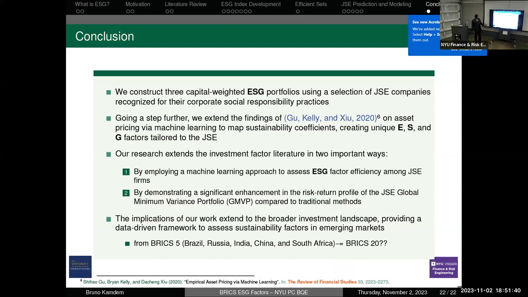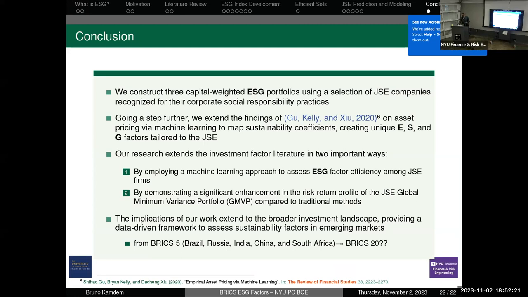I think one of these authors actually presented recently at the SQA, which was an online, virtual event. So Gu, Kelly, and Xiu on asset pricing via machine learning, to map a sustainability coefficient, creating unique E, S, and G factors tailored to the JSE. In the paper, they basically show that neural networks, multivariate neural networks, and machine learning are very good at predicting returns. And I was trying to extend the investment factor literature in two important ways.